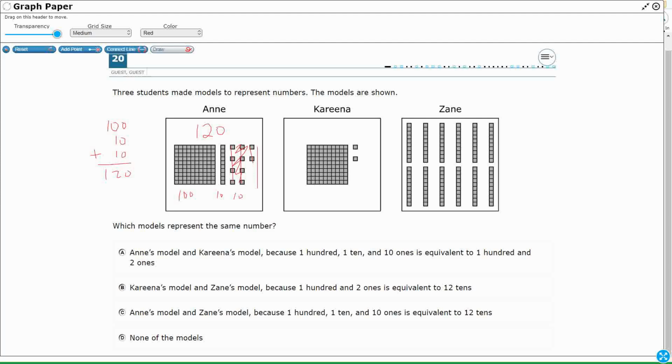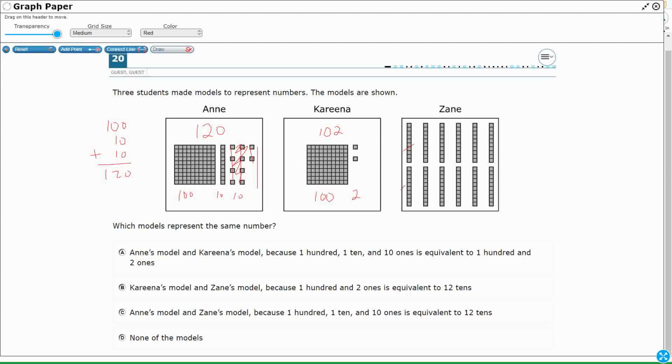This is not 120. This is 100, and that's 2. So that's 102. Same digits, different order, big difference. Okay, so Zane is either going to have to be 120 or 102. And if you're thinking about it, it can't be Karina. It can't be 102 because all I have are 10s. So let's count the 10s.